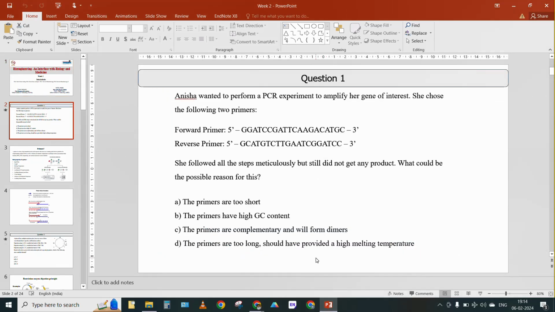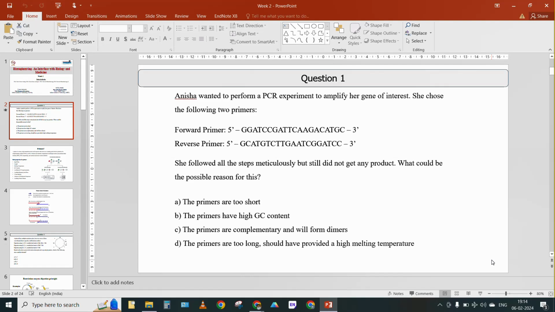Am I audible to all? Yeah, okay. Question 1: Anisha wanted to perform a PCR experiment to amplify her gene of interest. She chose the following two primers, forward primer and reverse primer, given here. She followed all the steps, but still did not get any product. What could be the possible reasons for this?